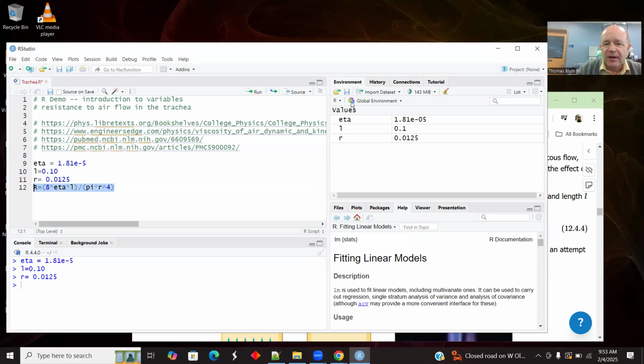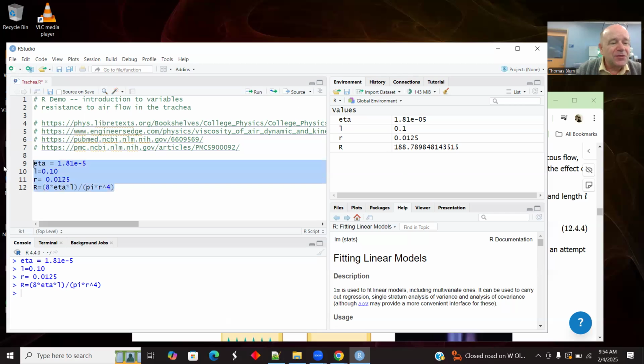And so then here I am calculating. Run that, and here is the resistance. Even though this eta seems so small, I also had a small radius in the denominator raised to the fourth, so I ended up with a fairly significant resistance here.